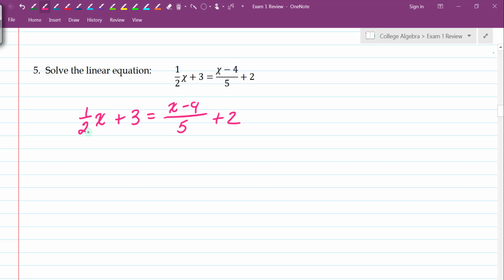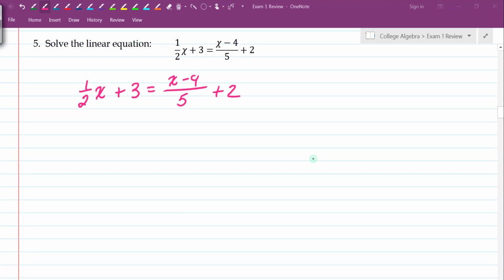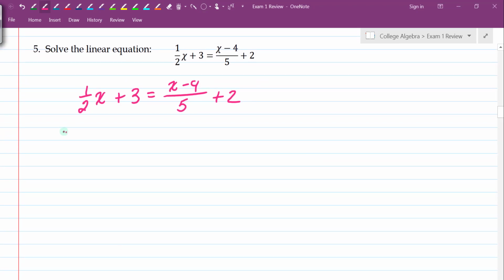So that's going to look something like this. Let me move this up just a little bit. I'm going to have 10 multiplied by (1/2 x plus 3), and that's going to equal 10 multiplied by (x minus 4) divided by 5 plus 2. So that's the setup.